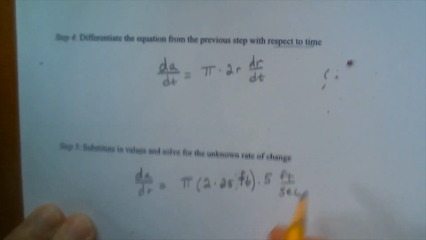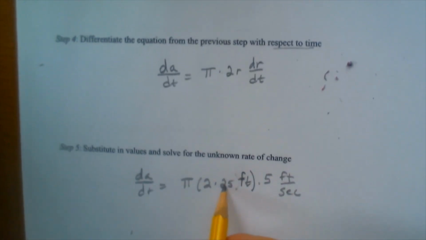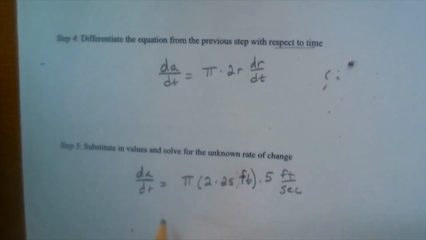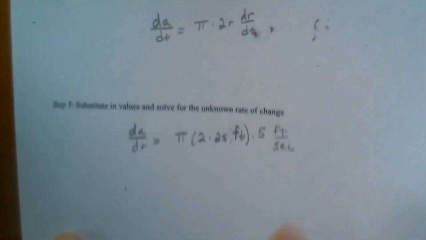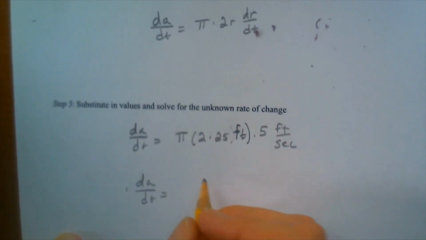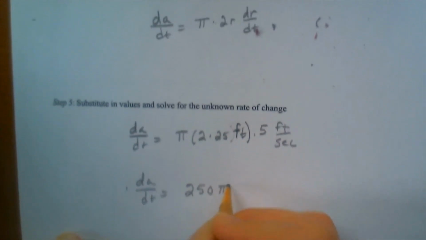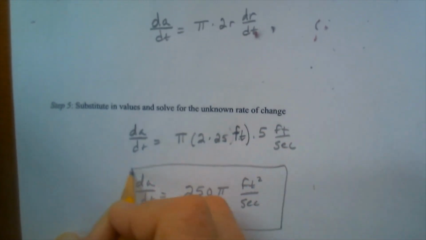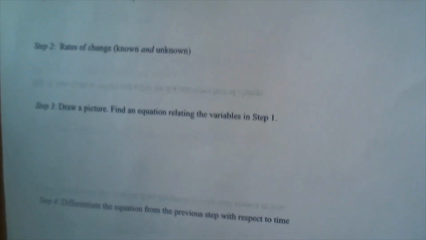And when you multiply everything out, 2 times 5 is 10, 10 times 25 is 250. So our dA/dt is equal to 250 times pi, and then we have feet times feet is square feet per second, and that is the end of that first problem. The second problem talks about the area of a square.